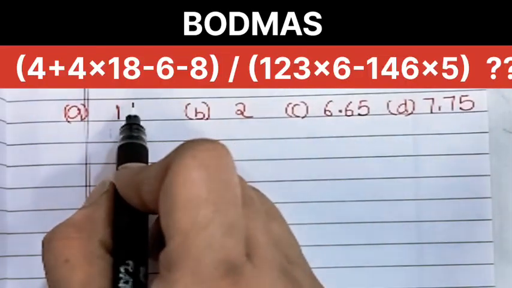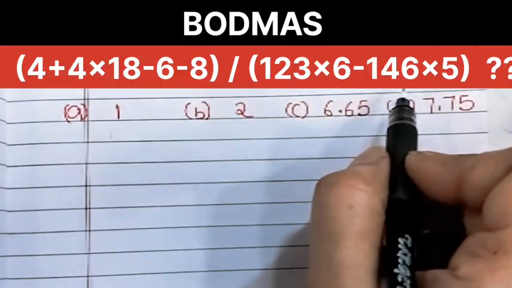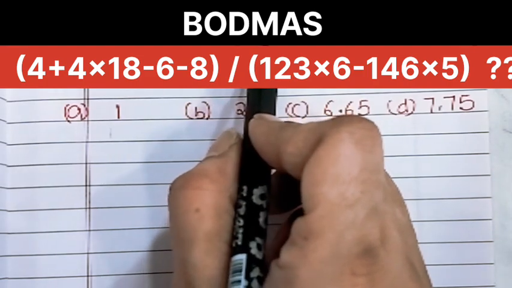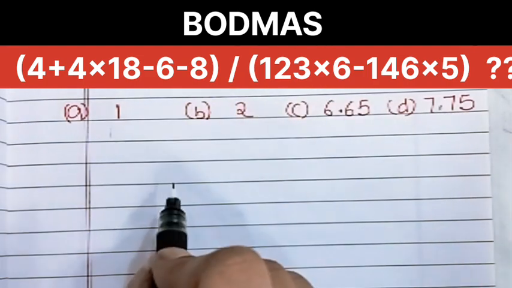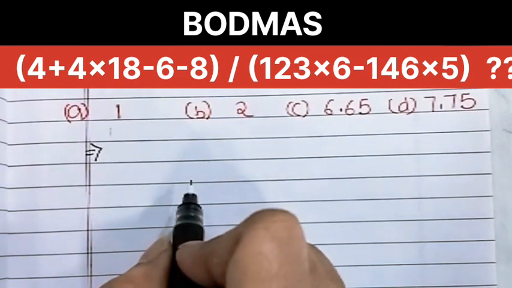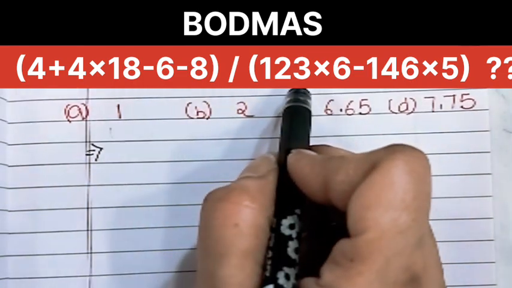So friends, to solve this expression, we follow the BODMAS rule. BODMAS rule says bracket, orders, parts and roots, division, multiplication, addition and subtraction. Now, we'll break down this expression with a step-by-step solution. Simplify the numerator part first.